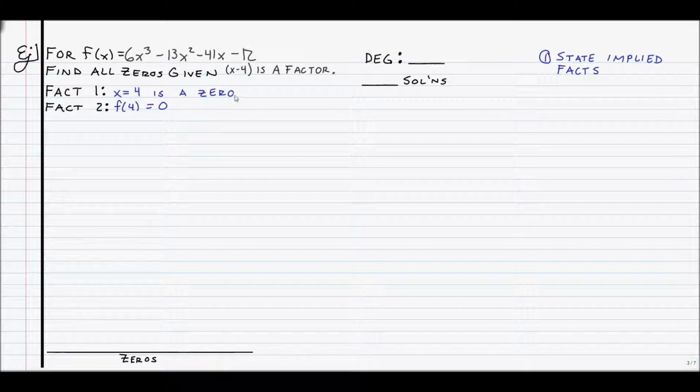But basically what I was going to say is if it tells us that x equals 4 is a 0, and we are trying to find all zeros, we can automatically, right off the bat, write down here that x equals 4 is a 0. Why? Because it says so right up here in the implied fact. That was implied based on the information that they gave us. So right away I've got one 0 down there. I can feel really good about myself. Okay, so now we've stated our 2 implied facts.